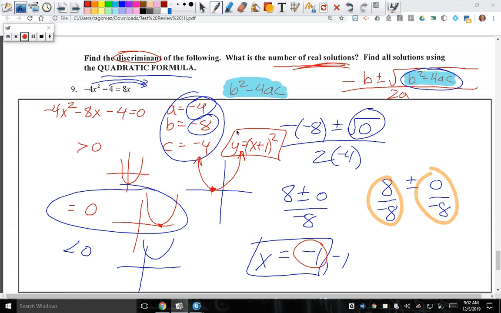-1, 0. Oh, so this says find all the solutions. So this, you don't have to do -1, 0 like an xy point. The solution for this is just x is equal to negative 1. The solutions to a system of equations, which will be on the test, include needing the y value. But this is only talking about the x.